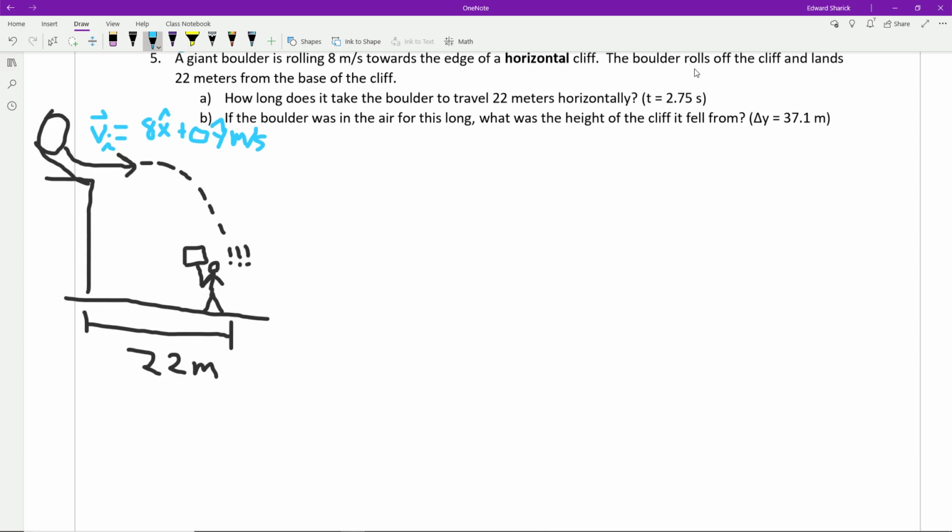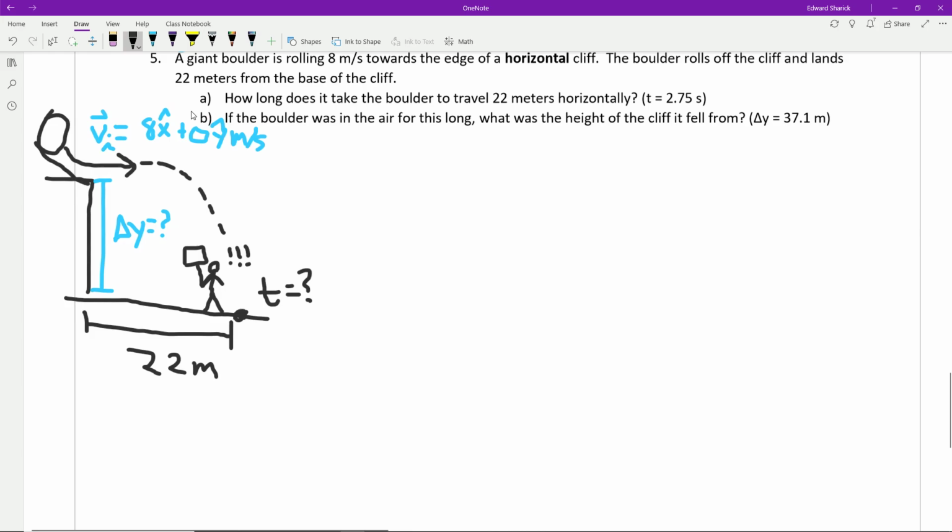All right, so the boulder rolls off the cliff. It falls 22 meters, and we want to know how long it takes before it hits the ground. So when it hits the ground here, what is its time? And if the boulder was in the air for this long, what's the height of the cliff? In other words, what's our delta y? So those are our two unknowns that we're looking for in part A and part B.